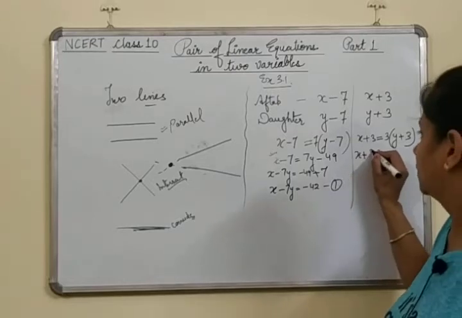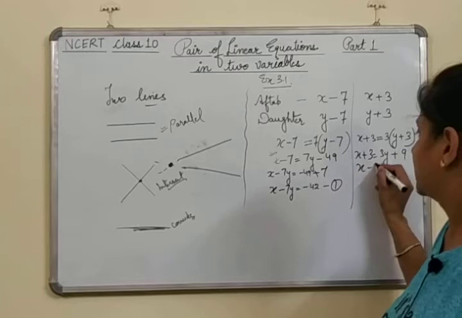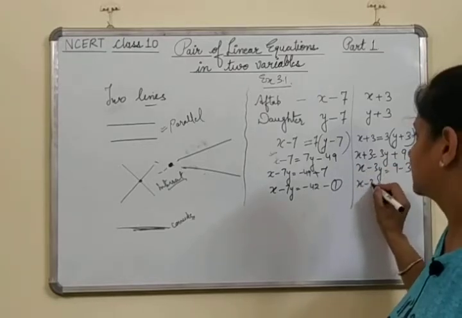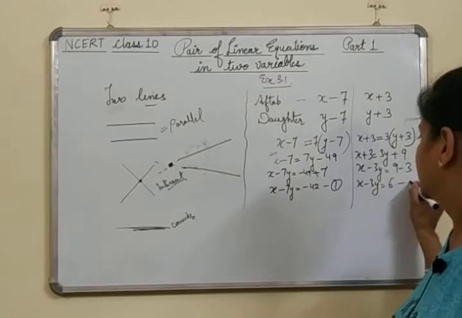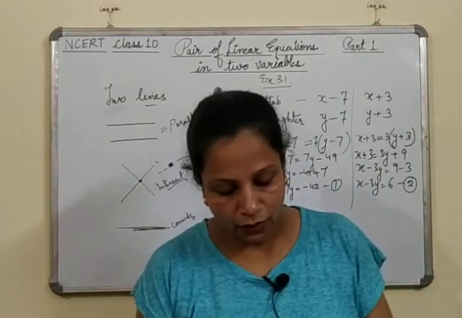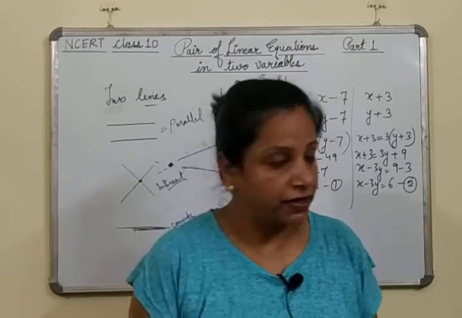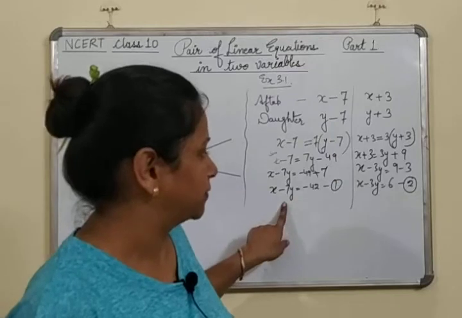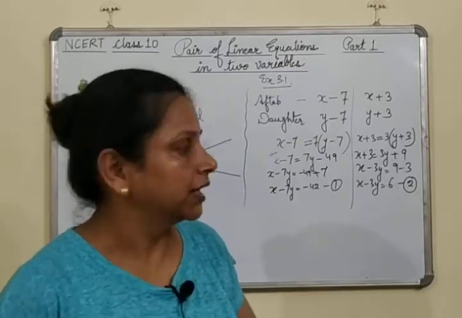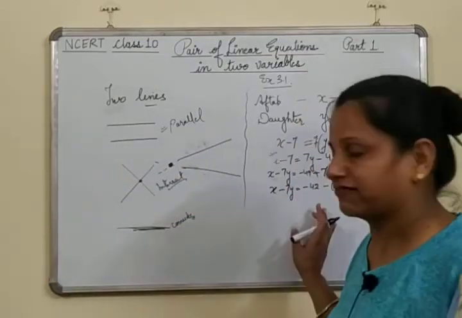What do we get now? X plus 3 is equal to 3y plus 9, so X minus 3y is equal to 9 minus 3. That means X minus 3y is equal to 6. This is your equation number 2. Now what does the question say? Represent this situation algebraically. We have expressed the same equation algebraically. Then, and graphically. Now, how do we have to represent this situation graphically?